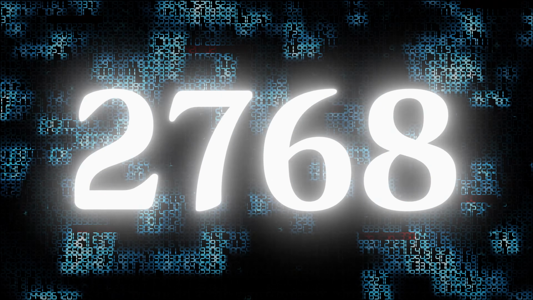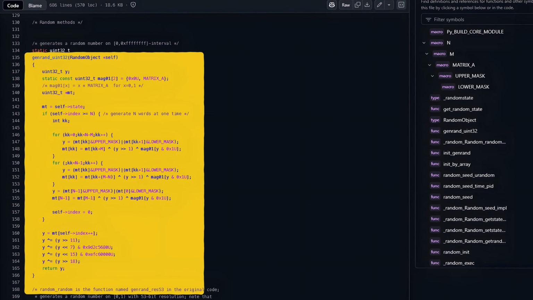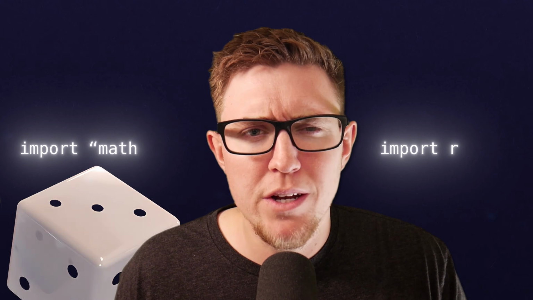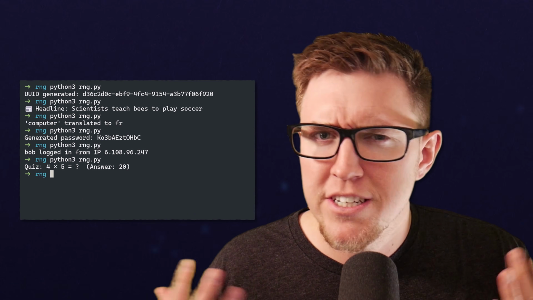How do computers generate random numbers? It's something most developers take for granted. You just call something like math.random and move on with your day. But how does that math.random function actually work? Like, if you didn't have a standard library, how would you get a random number? How do you write a program that does something differently every time that it's run?